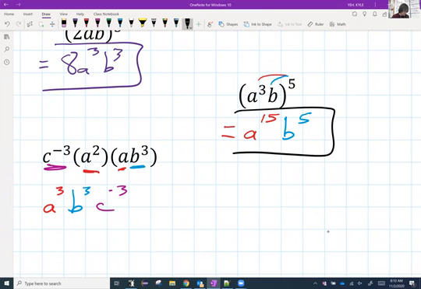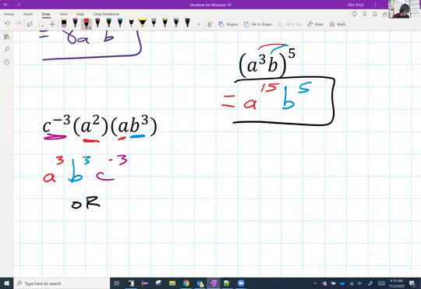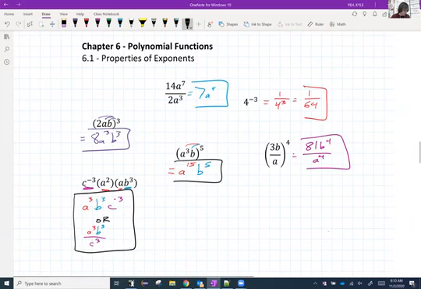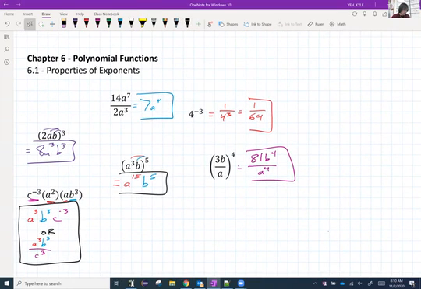And then, just for fun, I'm going to write that the other way we could write it, in case you are fond of this way. You're going to have to be familiar with both. A cubed, b cubed, over c cubed. Both are fantastic ways to write it. That's c to the negative third. All that means is that the c cubed is on the bottom. So guys, that didn't take us long at all to do 1, 2, 3, 4, 5, 6 problems.